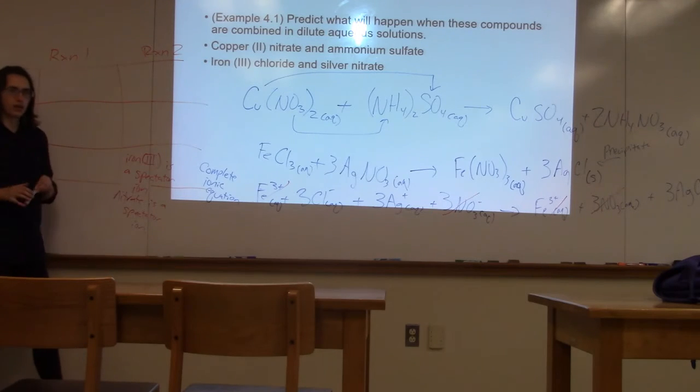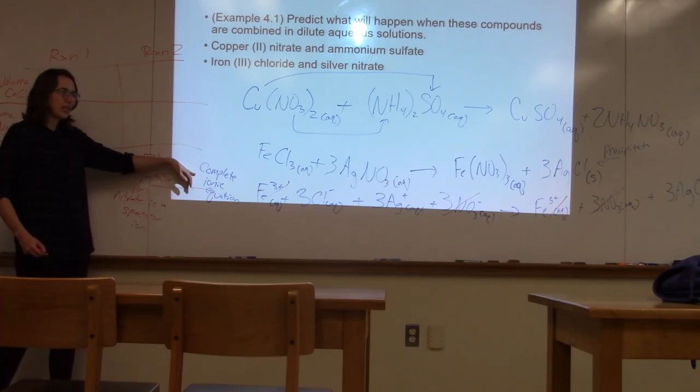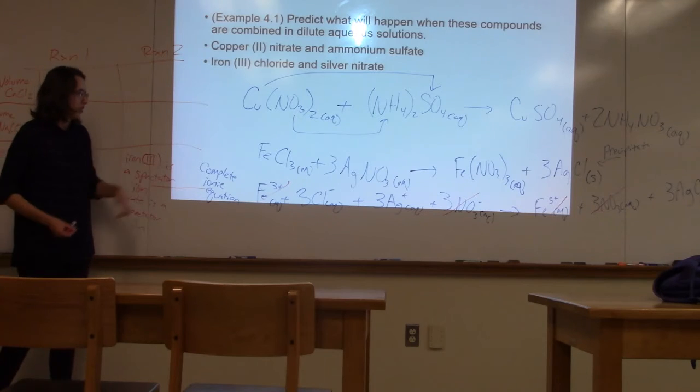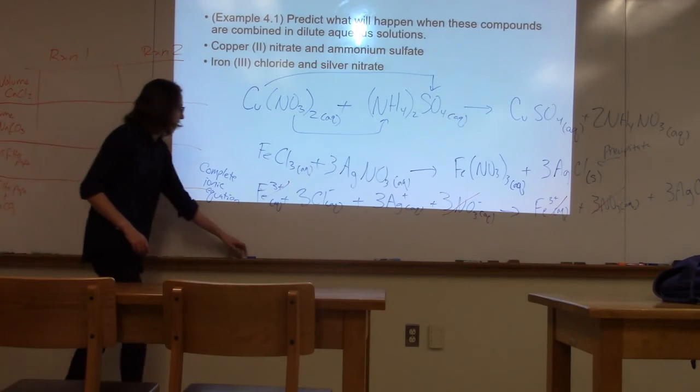Nothing happens to those ions. They don't participate in the reaction. They're unchanged by the reaction. They don't even know that it occurred. So, this is the complete ionic equation. I don't really care about the complete ionic equation. What I care about is called the net ionic equation.